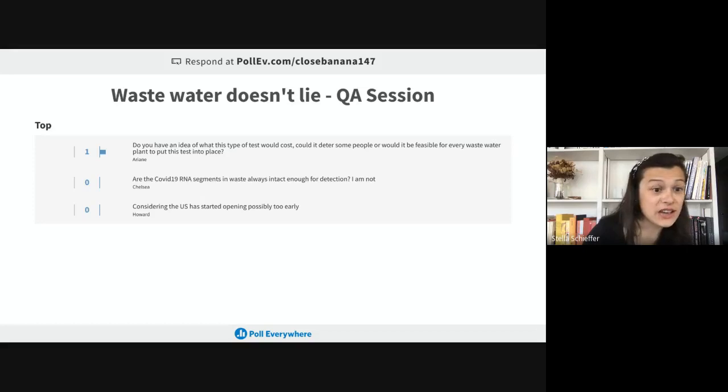Ariane is asking, do you have an idea of what this type of test would cost? Could it deter some people, or would it be infeasible for every wastewater plant to put this in place?